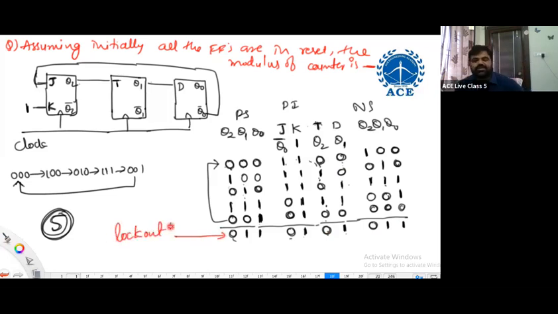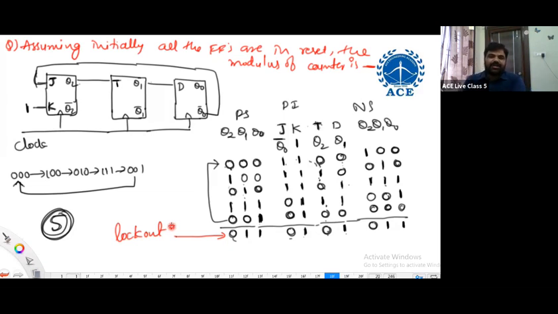Lockout. The counter is locked in the out of expected state. It is nothing but a counter going through unused states only. Here it is lockout. The counter is locked in the unused states only. It is not coming back to used states. Unknowingly, if it is entering into an unused state and going through unused states only, that is called lockout. Is it coming back? No, it is not coming back to the used states, because the counter is designed to go through 0, 4, 2, 7, 1 back to 0.